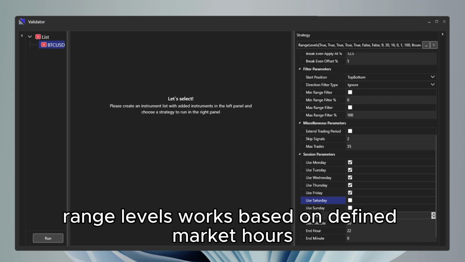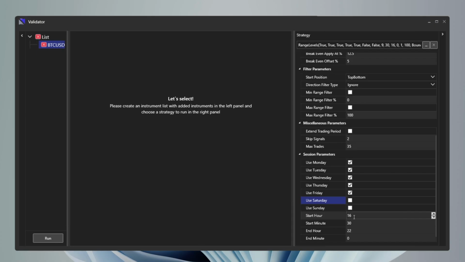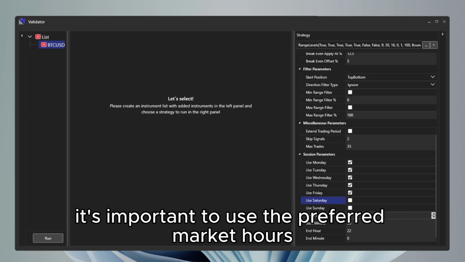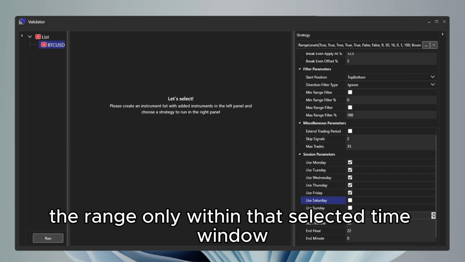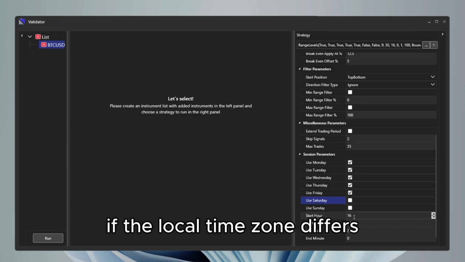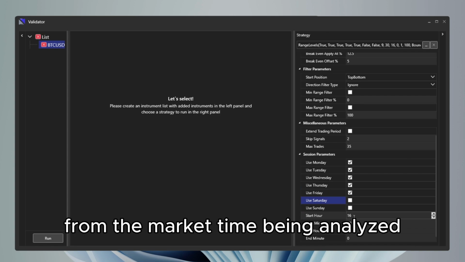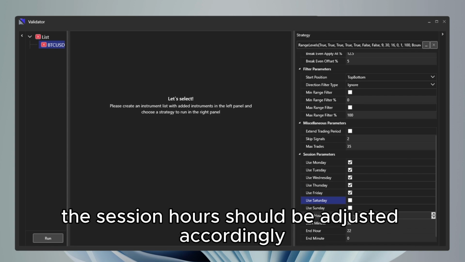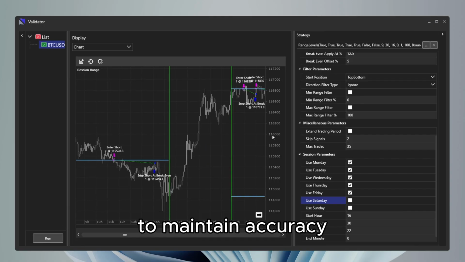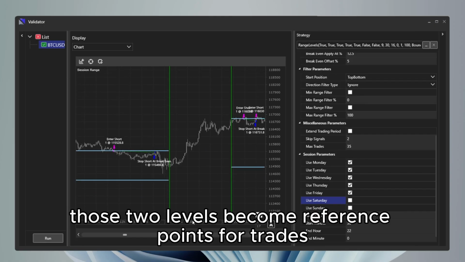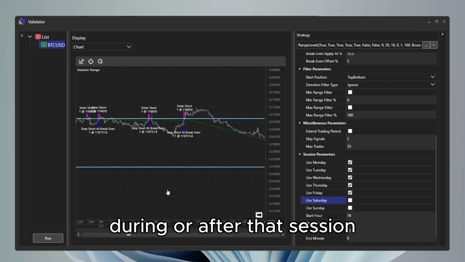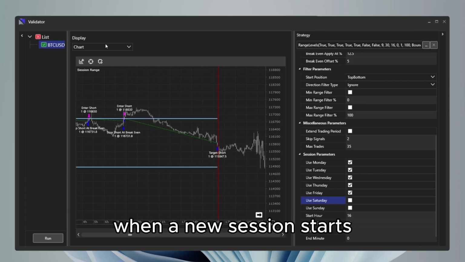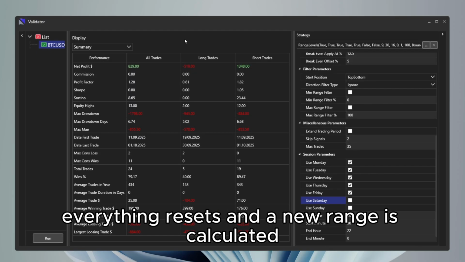Range levels works based on defined market hours. It's important to use the preferred market hours, since the system calculates the range only within that selected time window. If the local time zone differs from the market time being analyzed, the session hours should be adjusted accordingly to maintain accuracy. Those 2 levels become reference points for trades during or after that session. When a new session starts, everything resets and a new range is calculated.